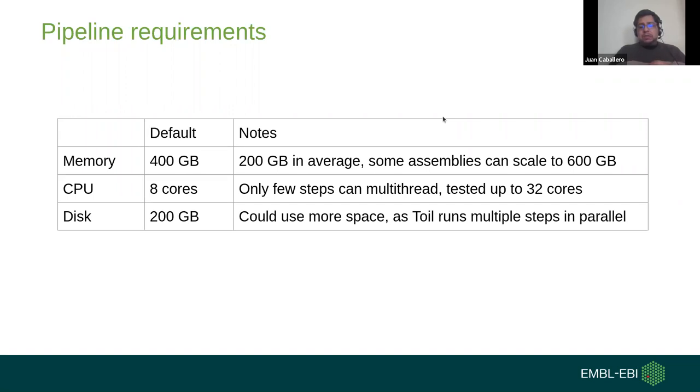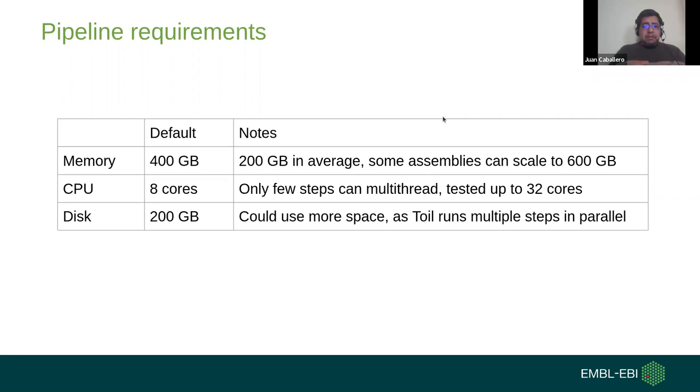That's because in many steps of the pipeline, only a few parts can be multi-threaded. We have tested up to 32 cores, but there are not so many benefits because in many of these steps the memory is more important than the CPU power.